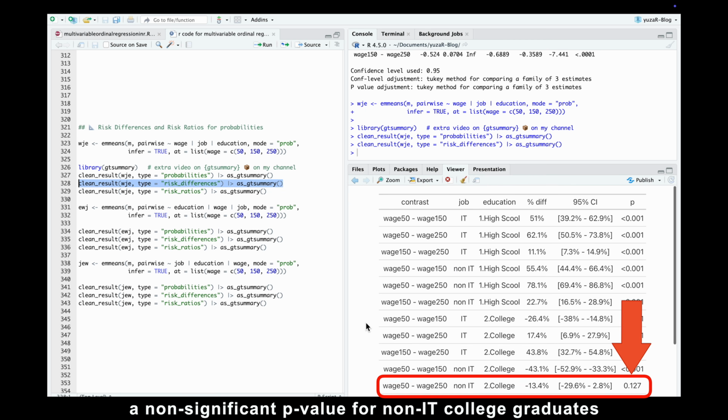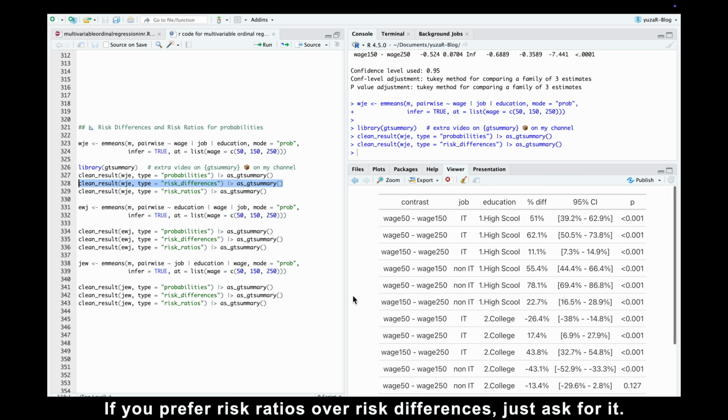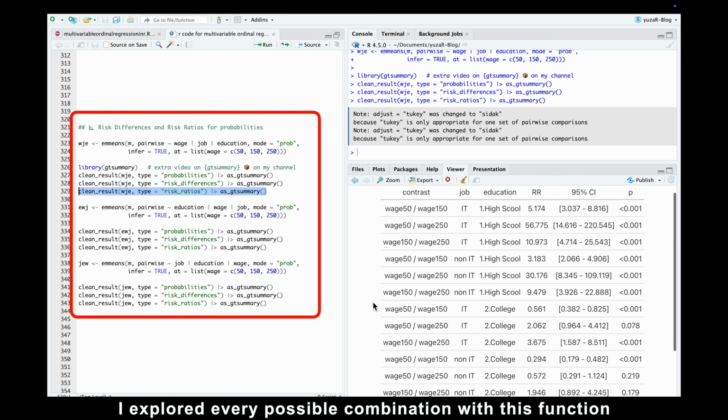For instance, a non-significant p-value for non-IT college graduates tells us they have a similarly low probability of earning 50,000 or 250,000. If you prefer risk ratios over risk differences, just ask for it. I explored every possible combination with this function and loved how convenient and useful it is.